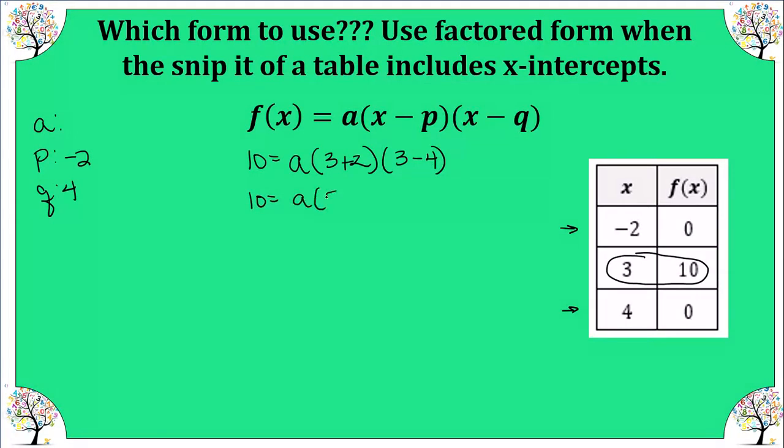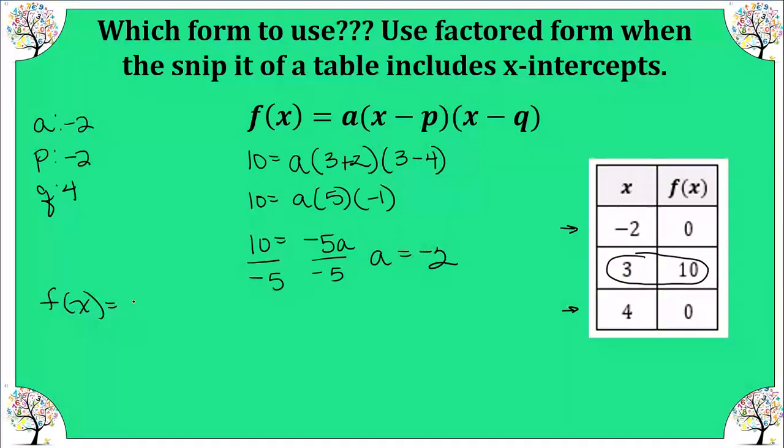Three plus 2 is 5. 3 minus 4 is -1. This gives us -5a, and solve for a. Our a value is -2. So when we plug that in and write our function, we have an a value of -2, x minus -2, which is x plus 2, times x minus 4.